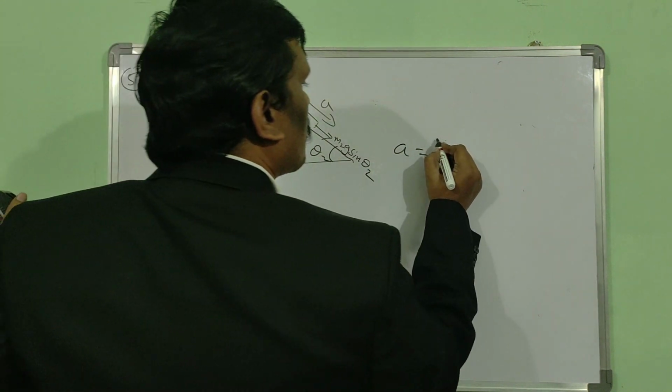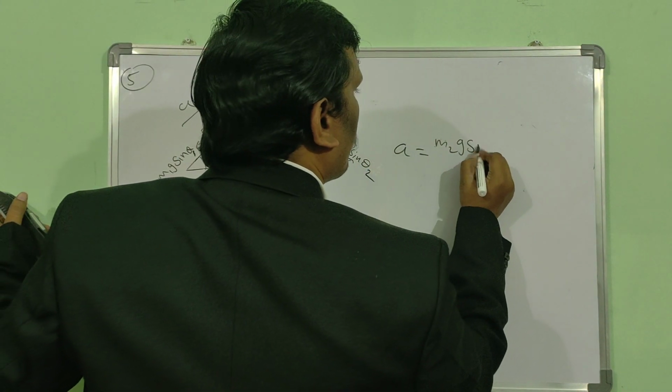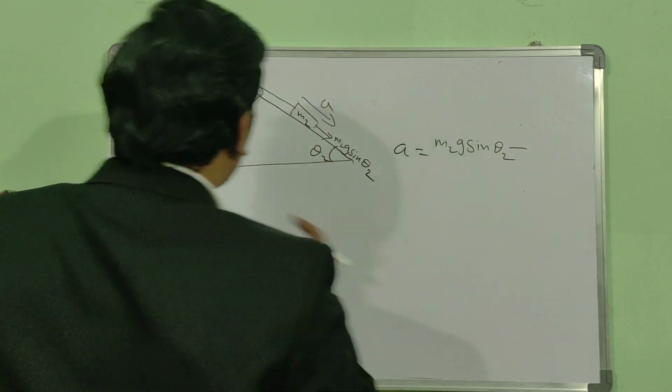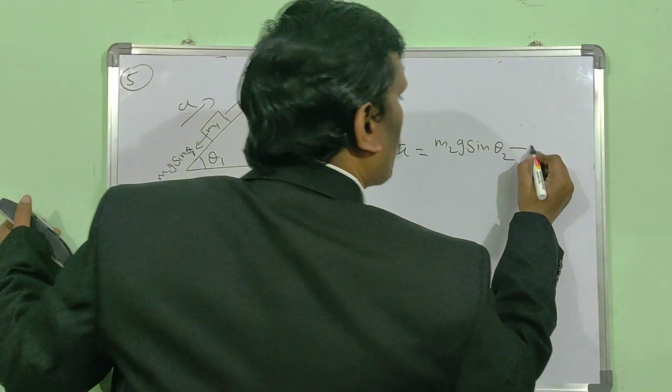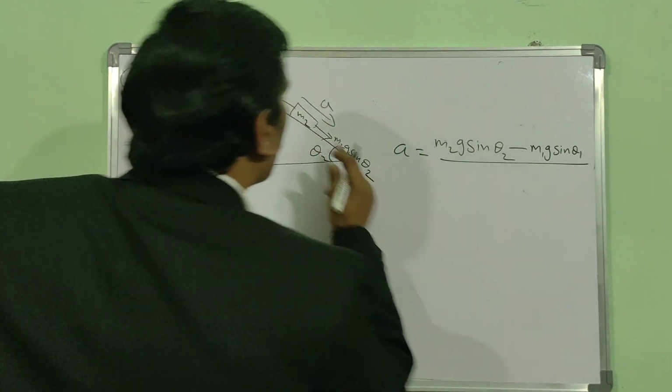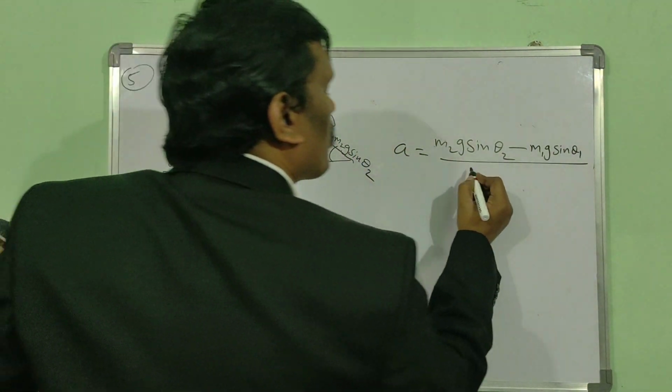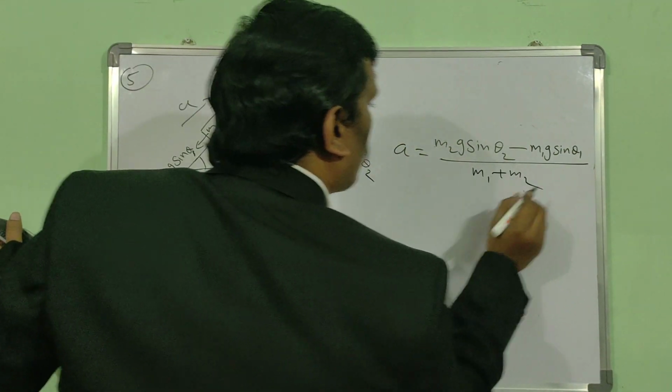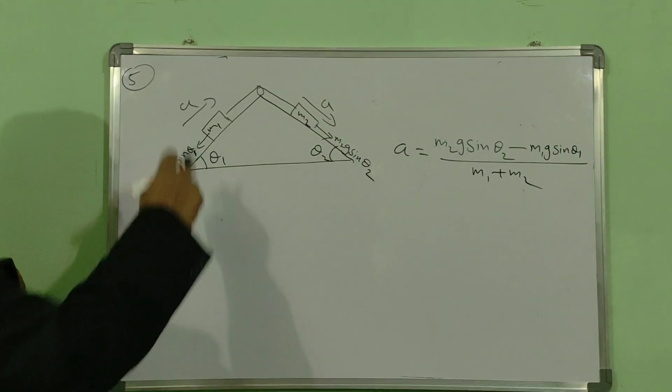That's why, what is the acceleration? m2g sin theta 2 minus m1g sin theta 1, upon the total mass of the system, m1 plus m2. I am going to write the total mass of the system as m1 and m2.